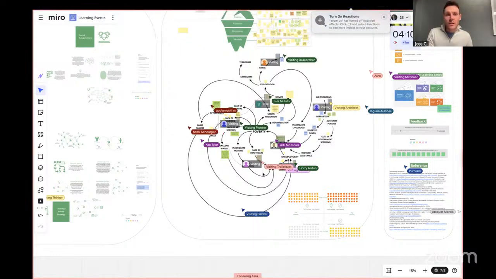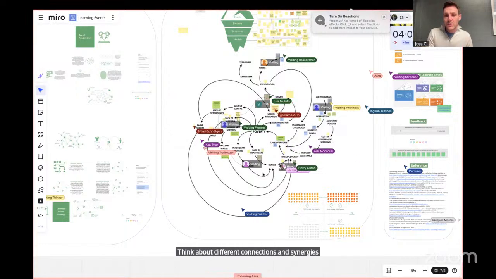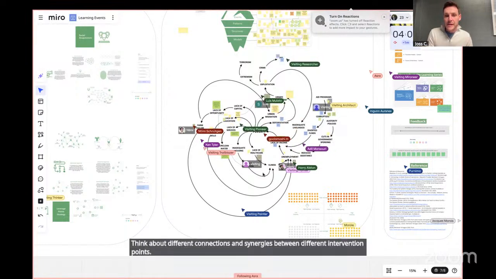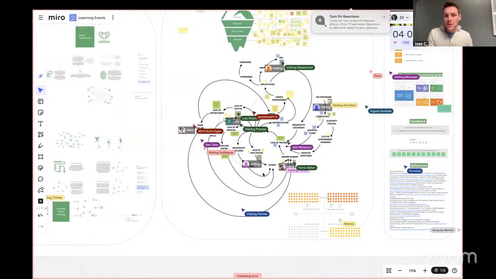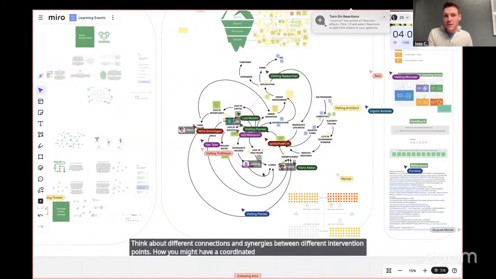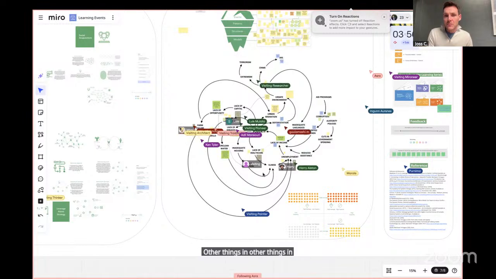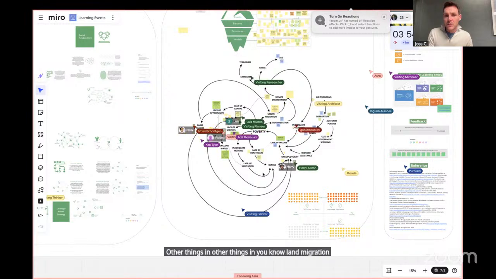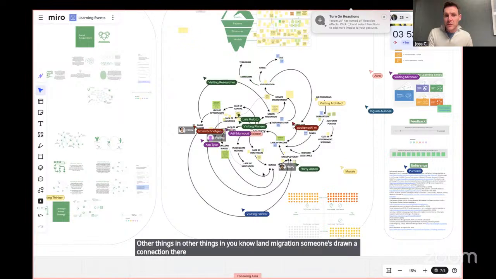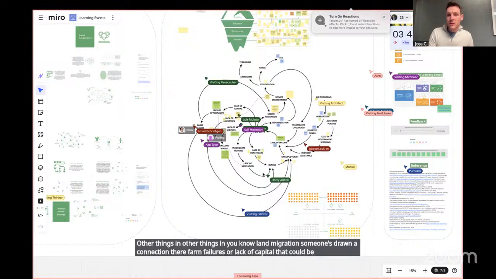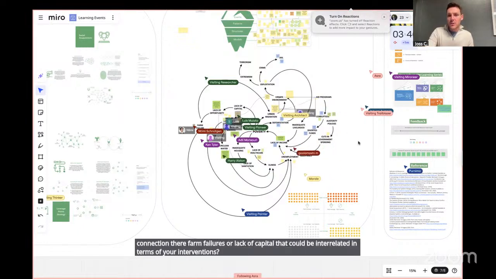You can also think about different connections and synergies between different intervention points, and how you might have a coordinated strategy here. Are there things in land migration? Someone's drawn a connection there, farm failures or lack of capital that could be interrelated in terms of your interventions, or corruption.